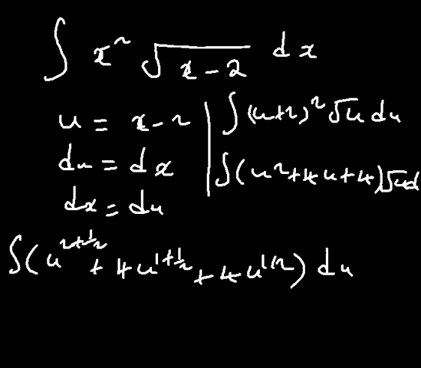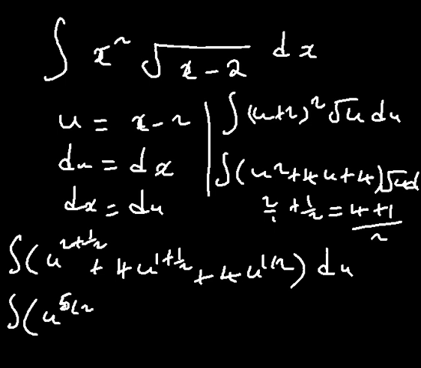Understand, u substitution involves the changing of the variables. It's not something new that you should be surprised about. We should add 2 plus half. What is that? 2 over 1 plus half. Using the butterfly method of adding fractions, that is 2 times 2, that is 4, plus 1, over 2, that is 5 over 2. And thus we have the integral of u to the power 5 over 2 plus 4u to the power 3 over 2 plus 4u to the power half, du.